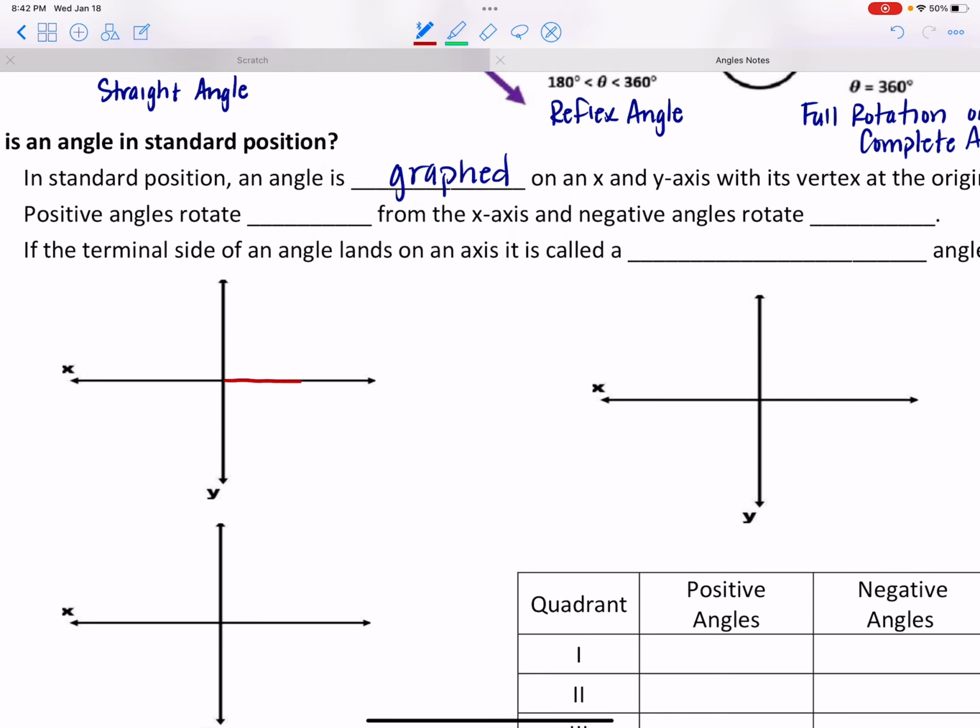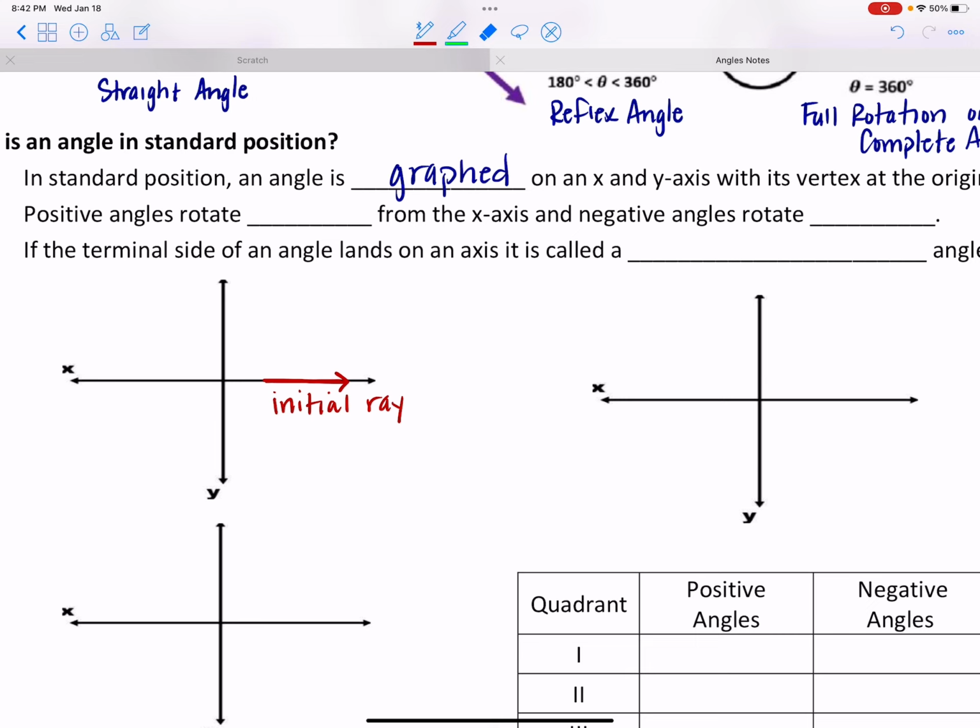So our first ray, let's say this is the first ray of the angle that we want to draw here, would be on the positive part of the x-axis. We're going to call that the initial ray. So every time we are drawing an angle in standard position, that's where we put the first ray. So we're going to have our vertex.